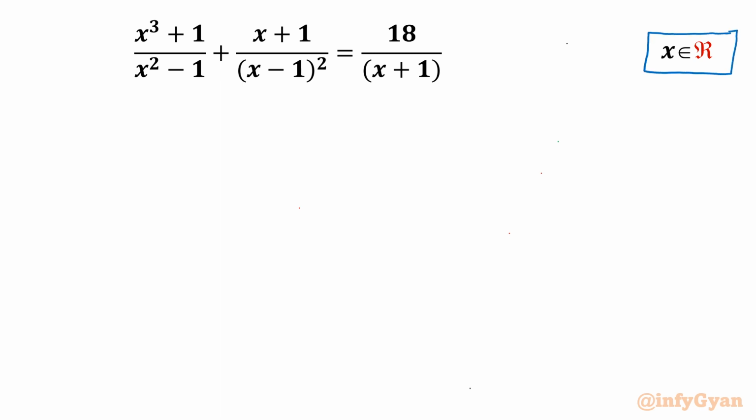So let's get started by writing the domain of the equation first. The denominator cannot be 0. The conclusion is x cannot be equal to plus or minus 1.